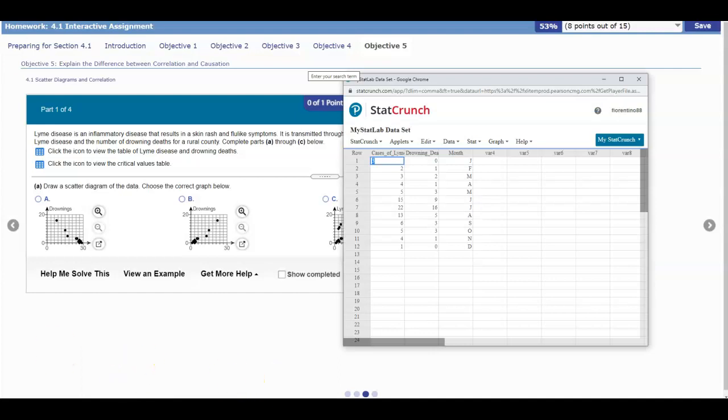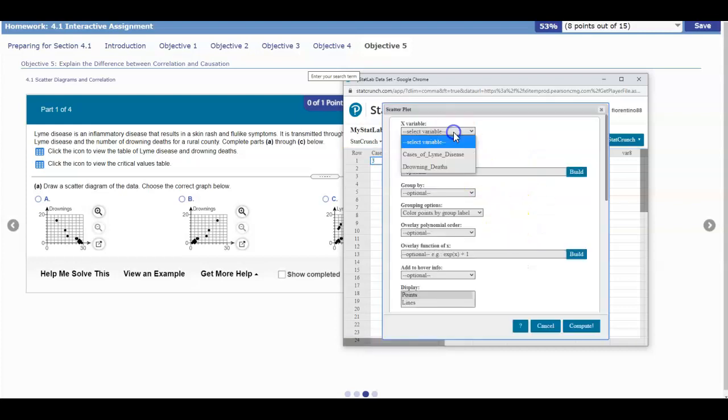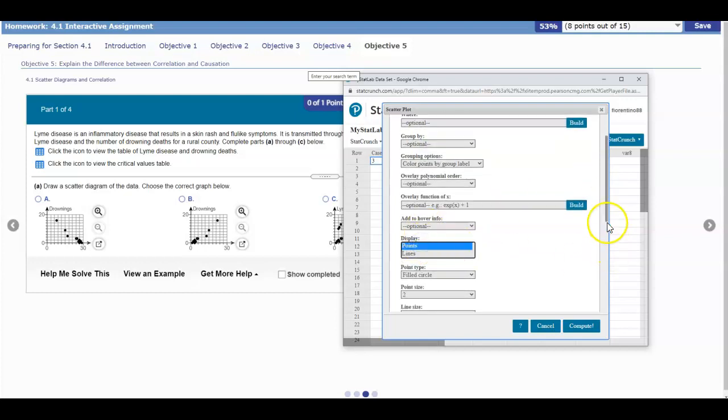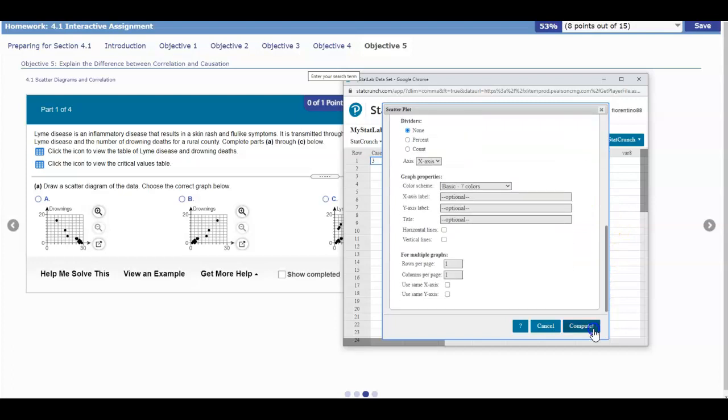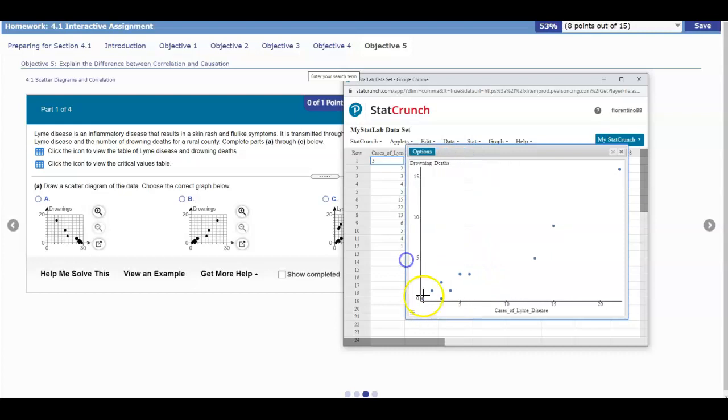Now what we want to do is create a scatter plot using the first two columns because these have quantitative data. So we're going to select Graph and then select Scatter Plot. We have the X variable, which is the cases of Lyme disease, the explanatory variable, and the Y variable is the drowning deaths. Scrolling down, we want to make sure that points are highlighted, and then we select Compute. It looks like we have a kind of positive situation going on over here.